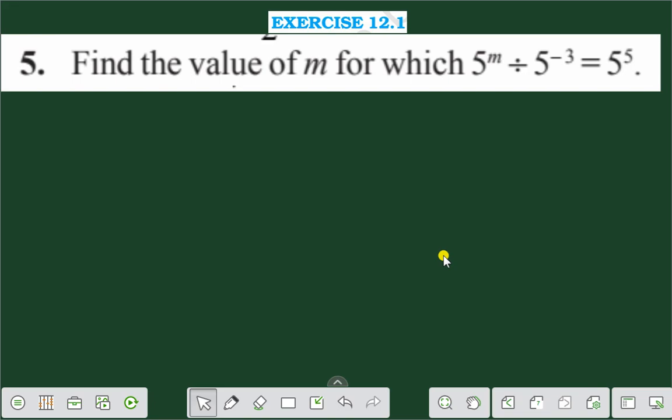Hello everyone. Today I will discuss exercise 12.1 question number 5. Here is question number 5. Find the value of m for which 5 to the power m divided by 5 to the power minus 3 is equal to 5 to the power 5. Let us solve this one.